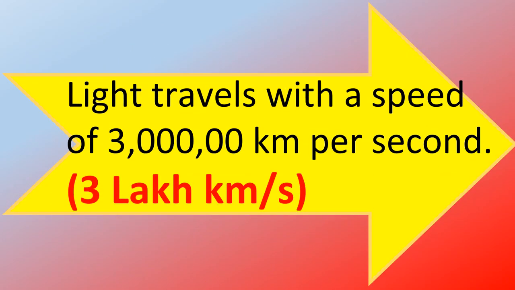After learning about how a ray of light moves, let us now try to guess with what speed does it move. Let me tell you. Light travels with the speed of 3 lakh km per second. Isn't it amazing?